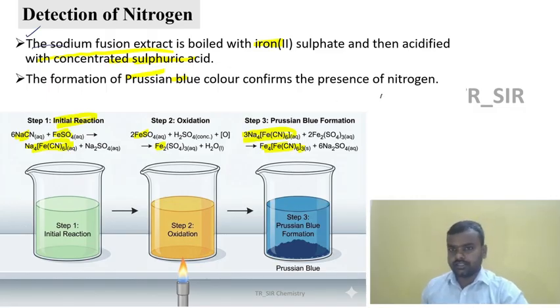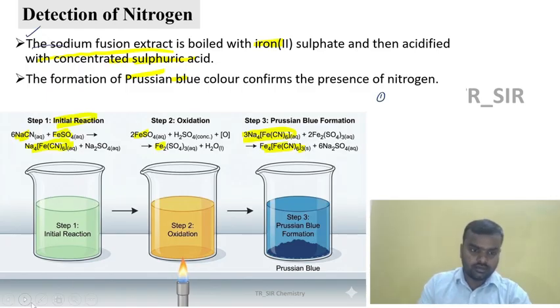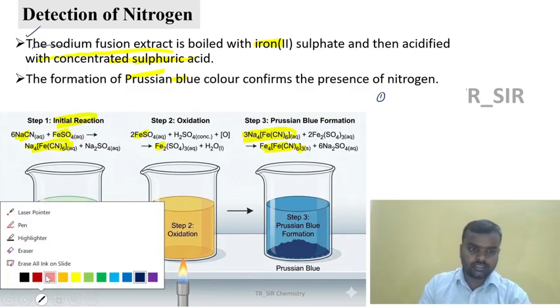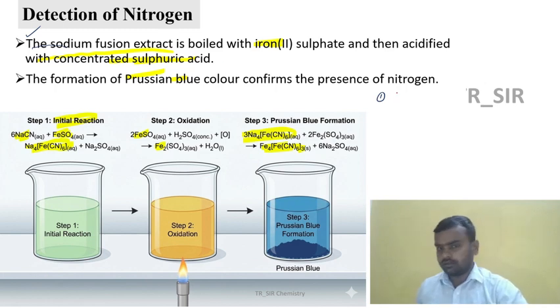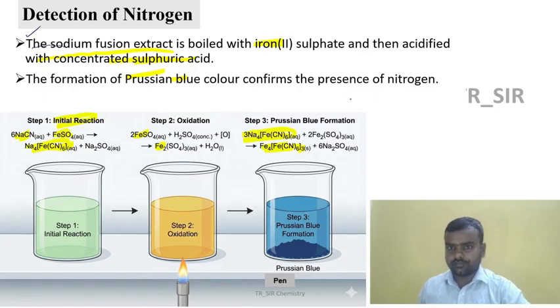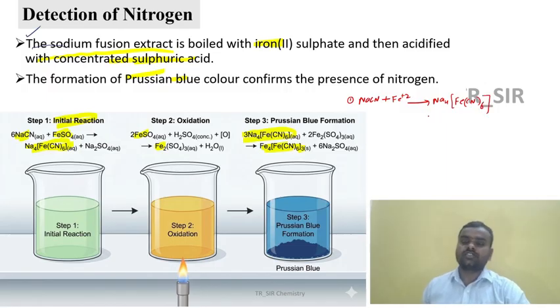So here, first step, what will happen? Now we'll take the sodium fusion extract. First step, NaCN we have taken. When you treat with Fe2+, that is ferrous sulfate, you are getting Na4[Fe(CN)6]. This complex is coming. Then after that, second step, what happened?